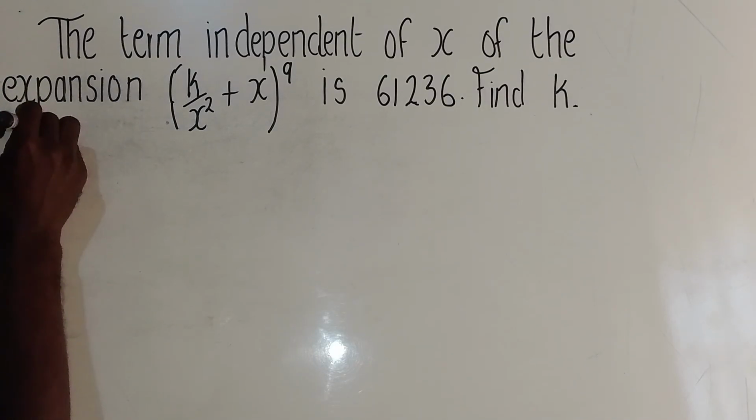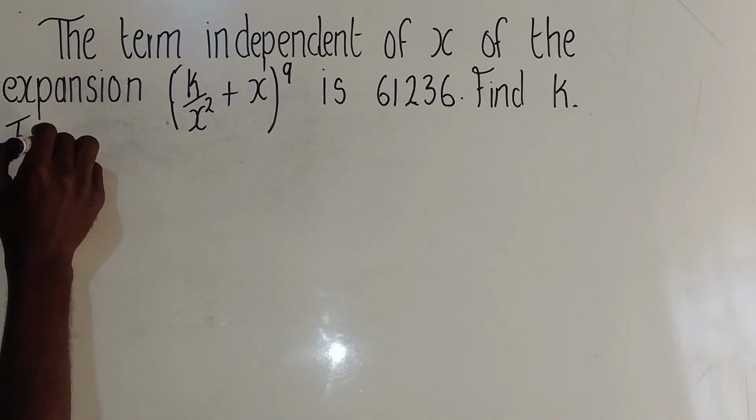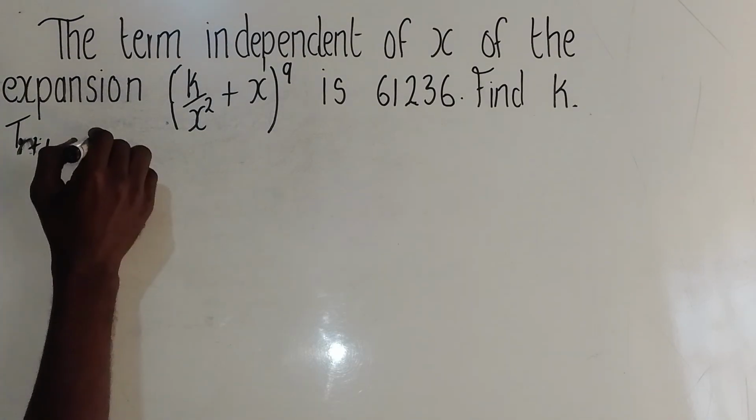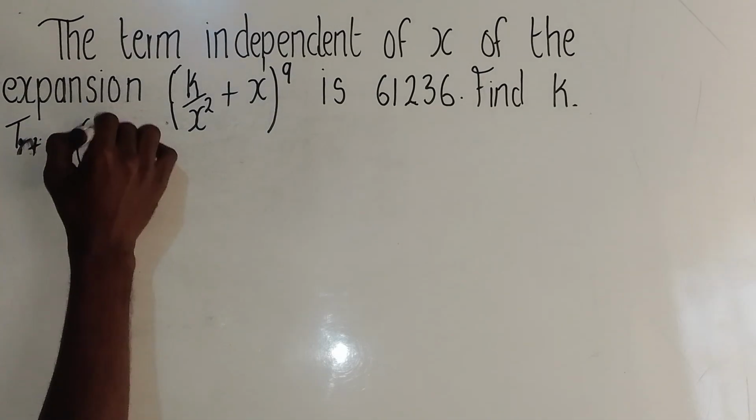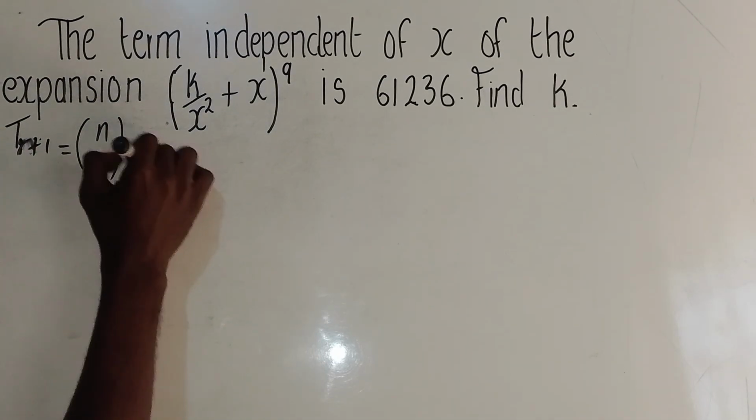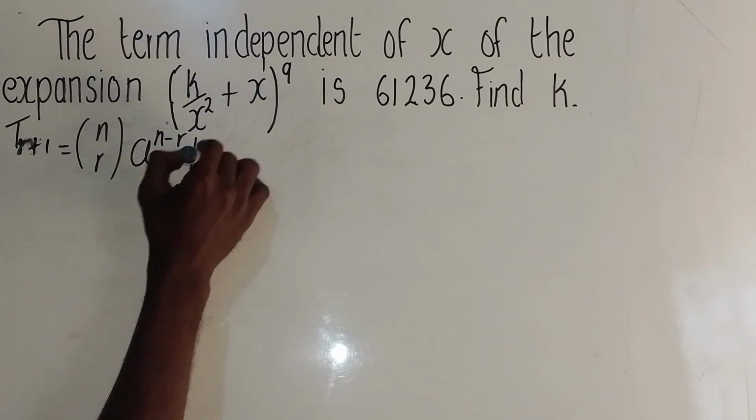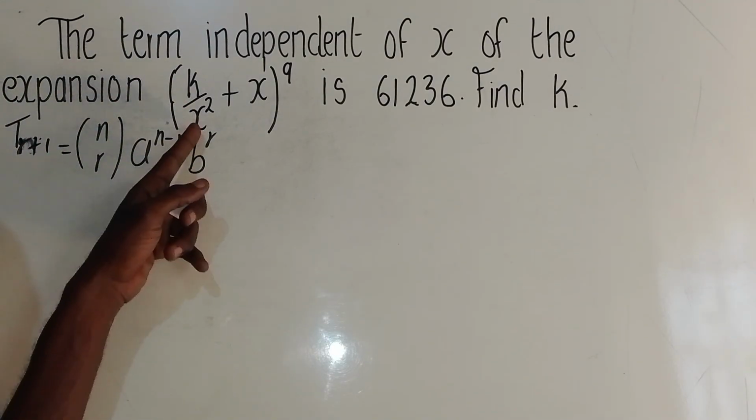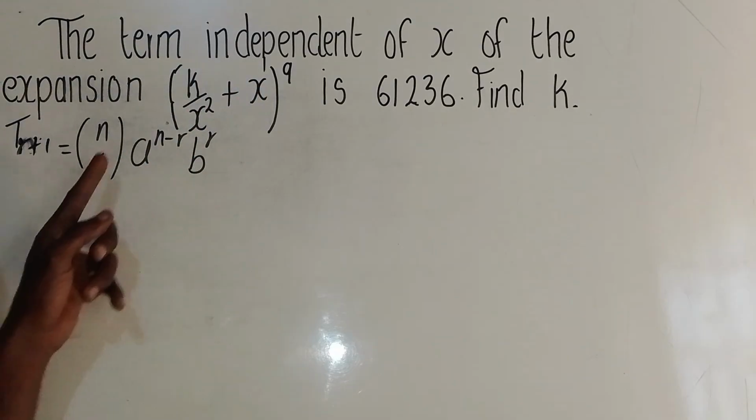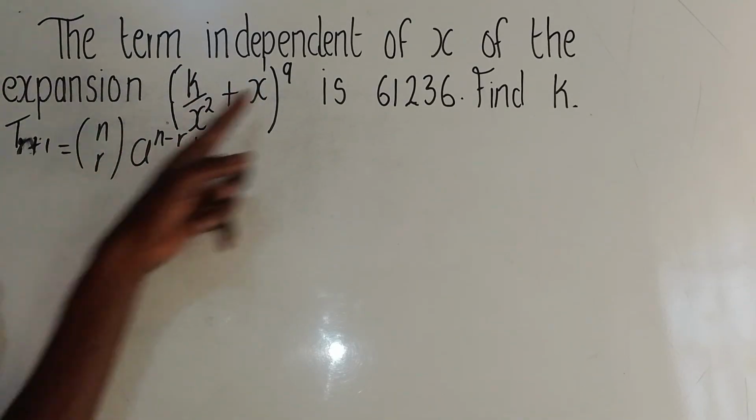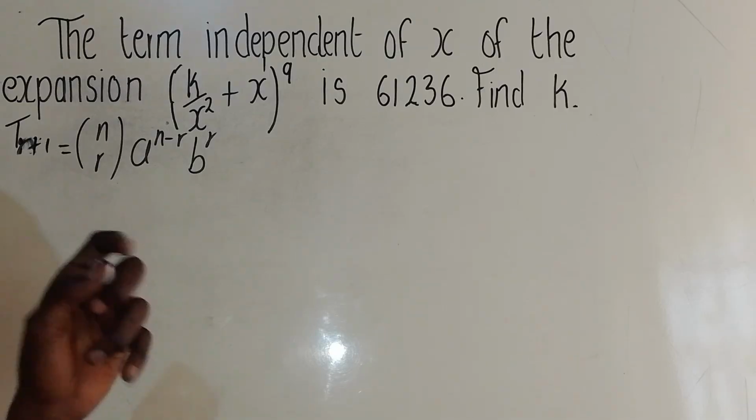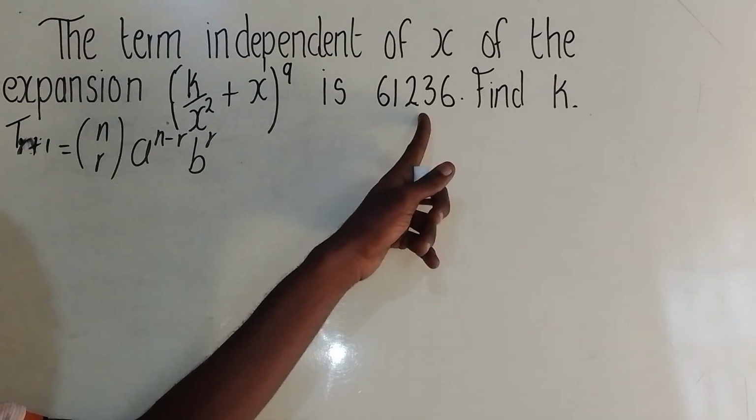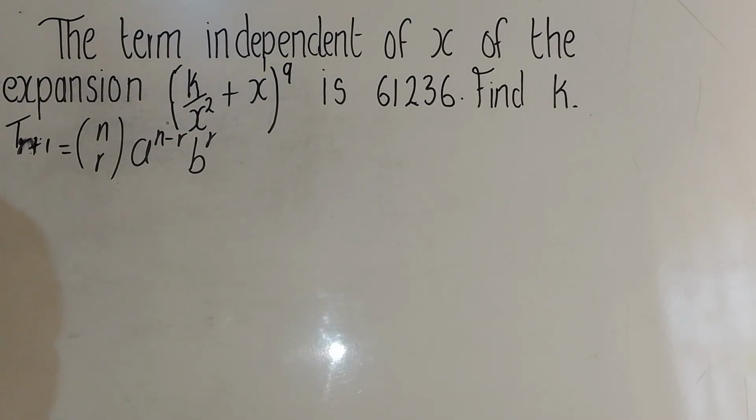So you say T_(r+1) is equal to nCr, then the first term, like this. So this is the formula. Now a simply means the first term here, b simply means this one, and n simply means this one. Now r here is just a number which helps us to find the actual place value where this number is found.